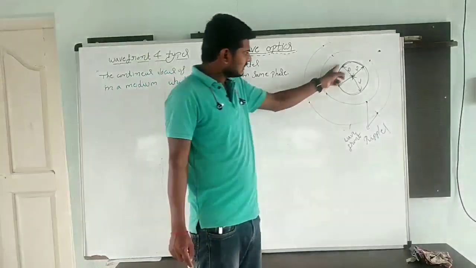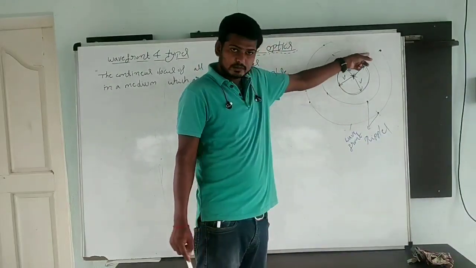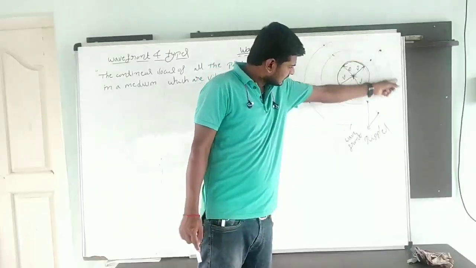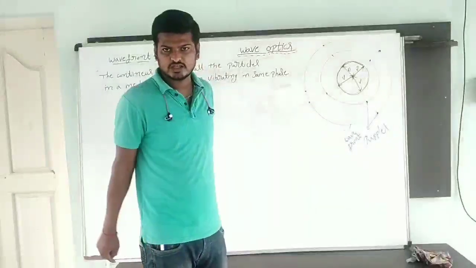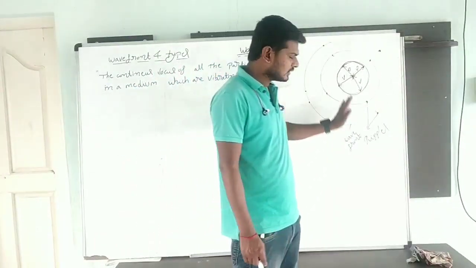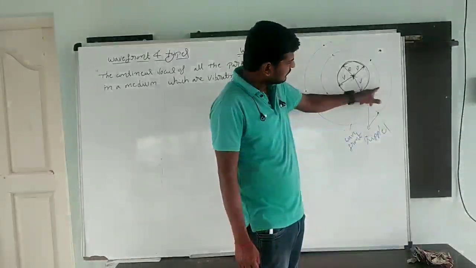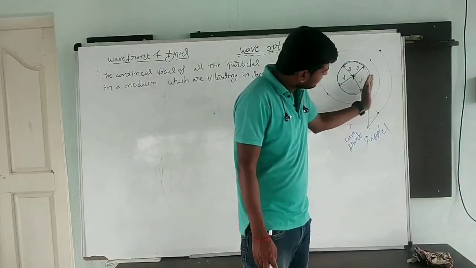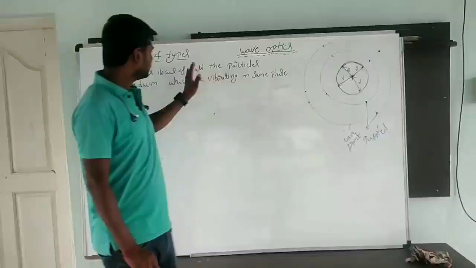What are the particles here? They are vibrating in the same phase. What are the particles over here? They are also vibrating in the same phase. This means equal distance and the same speed. We call it a wavefront. This is one wavefront, this is one more wavefront. As time increases, it travels certain distances also. That is one wavefront.